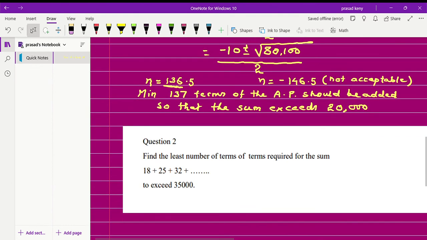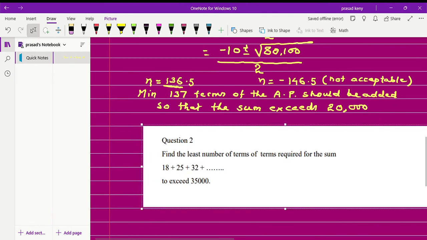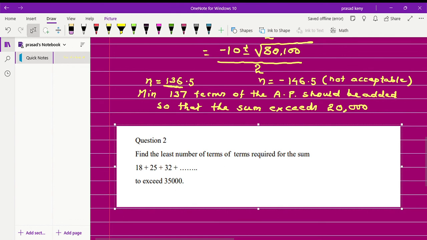So just see this. The AP is given to you 18, 25, 32. You want to add these terms 18 plus 25 plus 32, and the sum should exceed 35,000. So just take Sn as 35,000, A as 18, and D will be 7 in this case. So solve that, you will get a quadratic. One of the value will be positive, but it will be a decimal fraction. So take the integer part. Up till the integer part, those many number of terms, the sum will be less than 35,000. So go to the next integer. So minimum those many terms of this AP to add so that the sum will exceed 35,000.